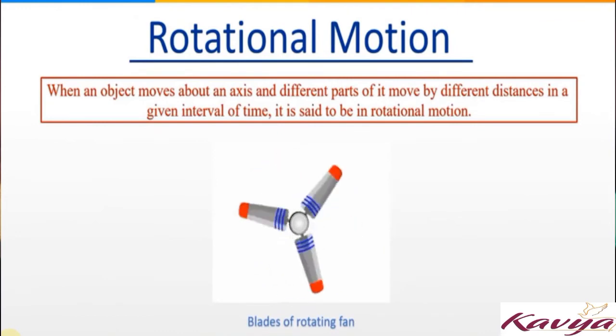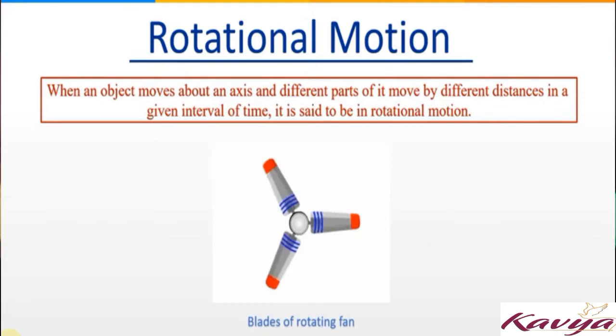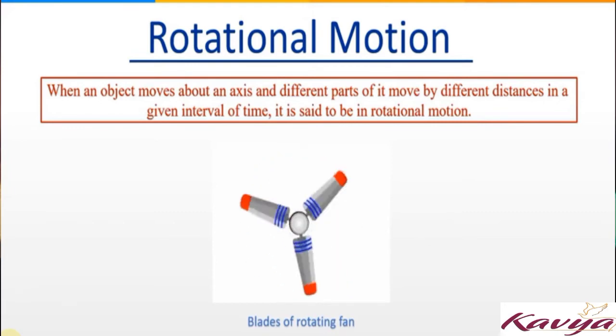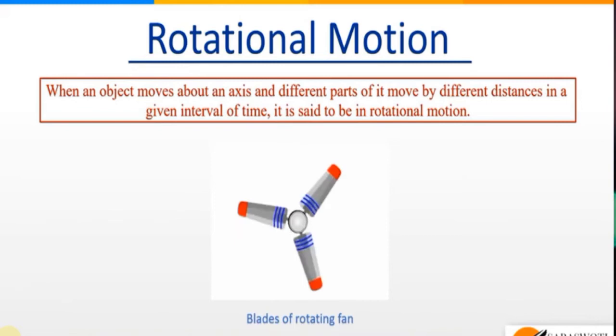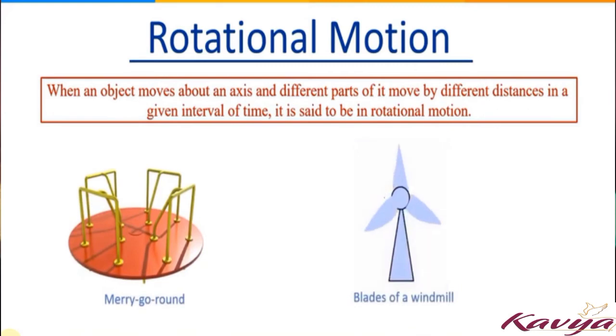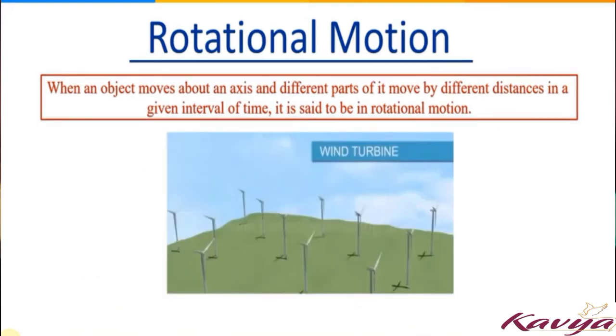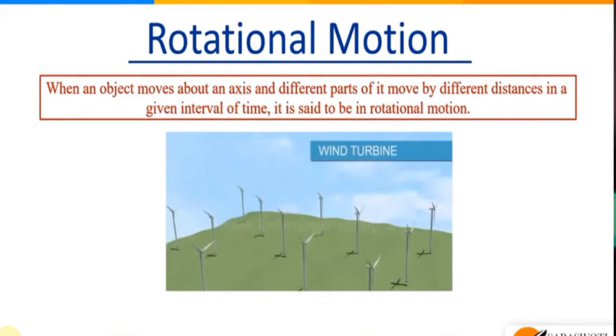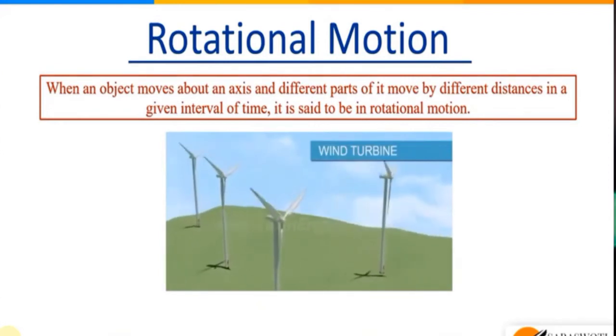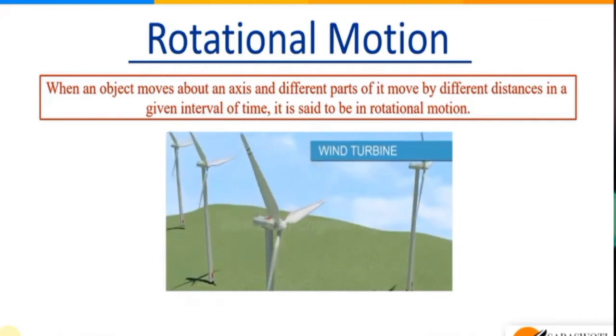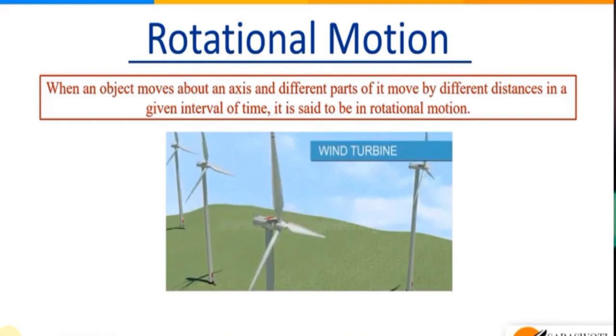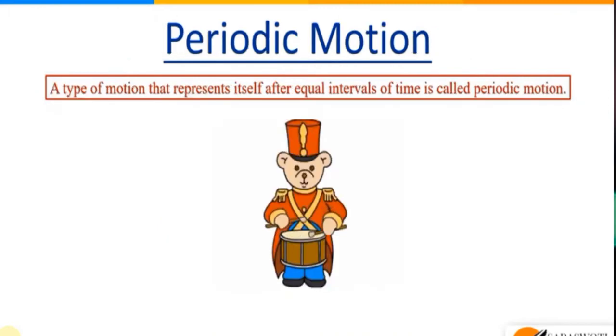Number 2, rotational motion. When an object moves about an axis and different parts of it move by different distances in a given interval of time, it is said to be rotational motion. Examples of objects that undergo rotational motion are the blades of a rotating fan, a merry-go-round, and the blades of a windmill. In rotational motion, all of its parts don't move the same distance in a given interval of time. For example, the outer portion of the blade of a windmill moves much more than the portion closer to the center.